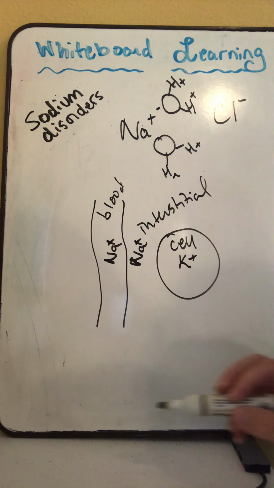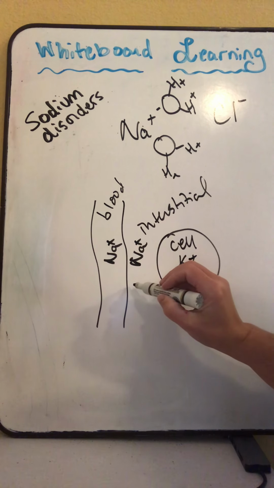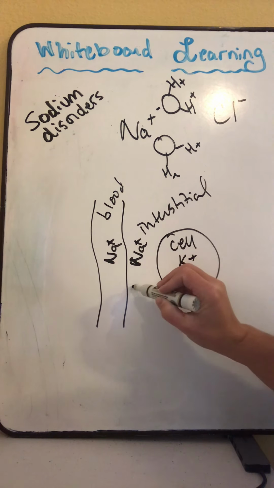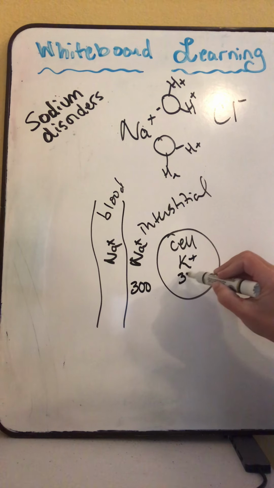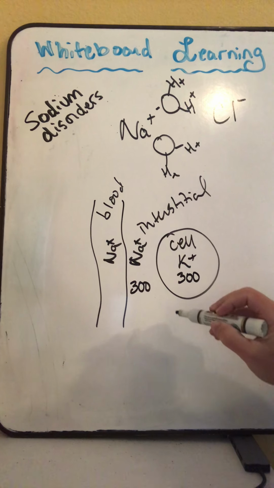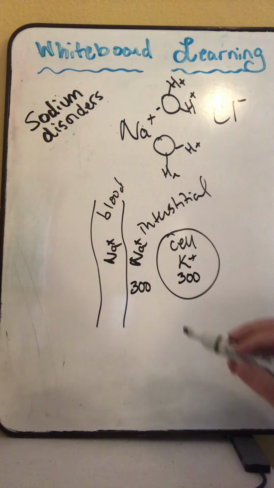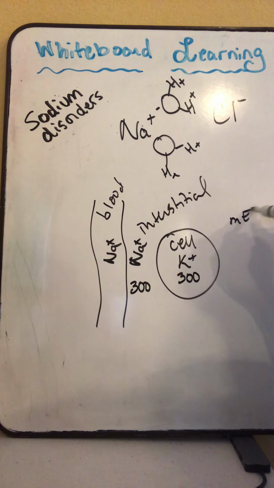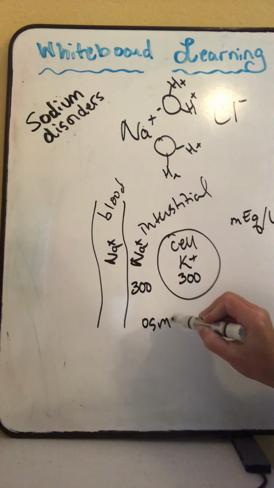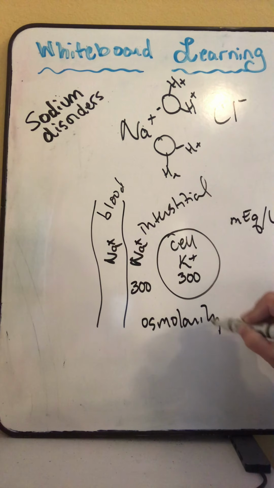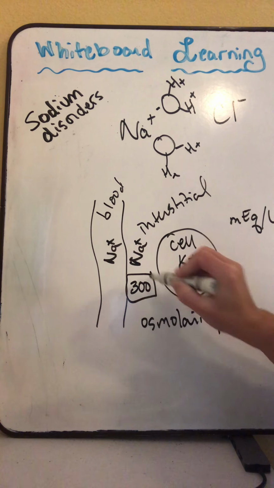But that doesn't mean that the saltiness of the fluid is different. So the saltiness of this fluid out here is 300, and the saltiness of this fluid is 300, and that's milliequivalents per liter, right? We talk about sodium and potassium and chloride as milliequivalents per liter. And this is what we call the osmolarity, or the saltiness of the solution is 300. Well, it's about 310, 330, but easiest to remember it as 300.